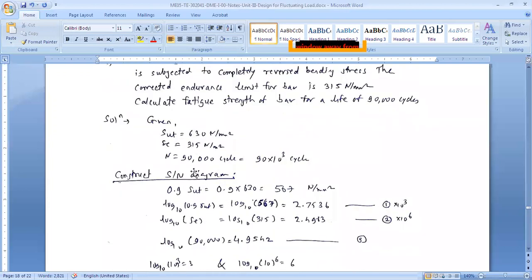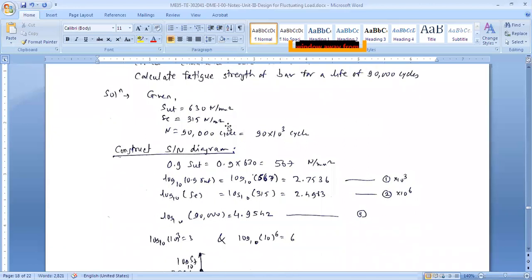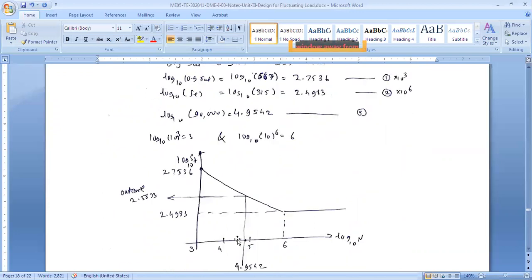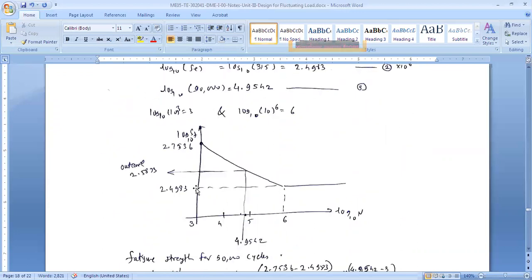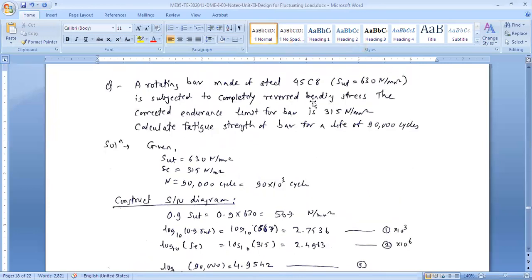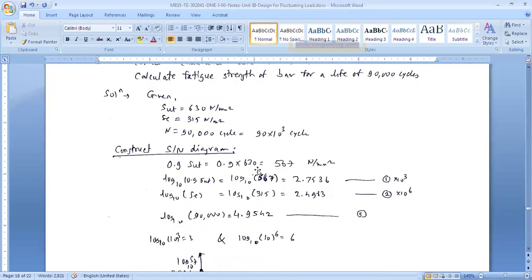The second point is now the endurance limit. Now for the endurance limit, what will be on the y-axis? Log to the base 10 of the endurance limit, right? So this is the endurance limit. So this point will be log of SE. That is, they have given us 315. So take a log of 315 to the base 10.